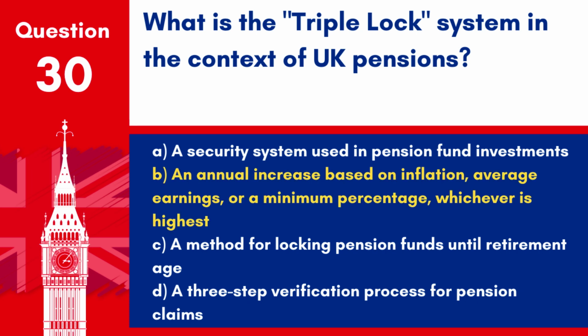Answer: B. An annual increase based on inflation, average earnings, or a minimum percentage, whichever is highest. The triple lock system guarantees that state pensions will rise by whichever is the highest of the annual rate of inflation, average earnings growth, or a minimum of 5%.